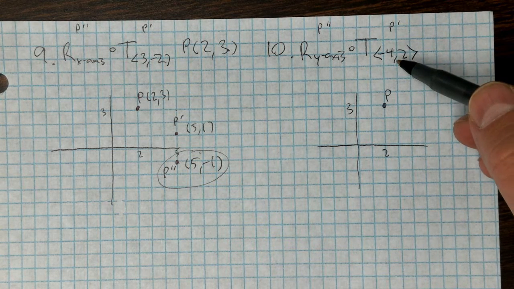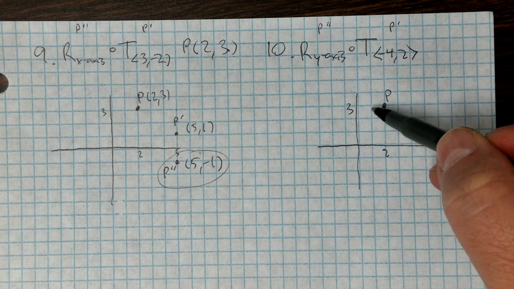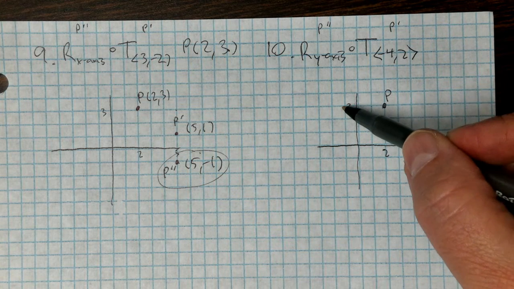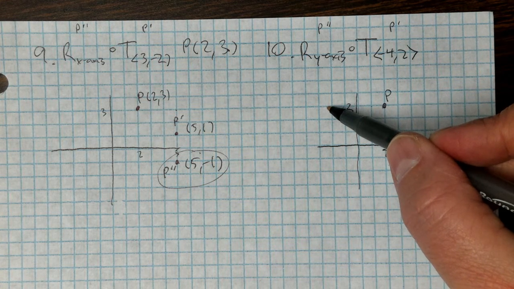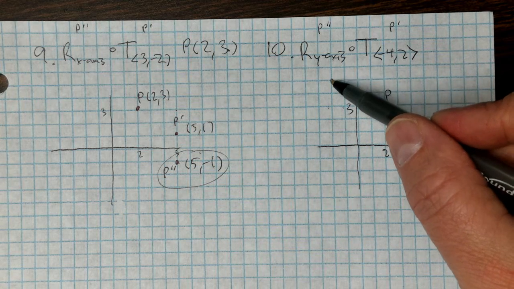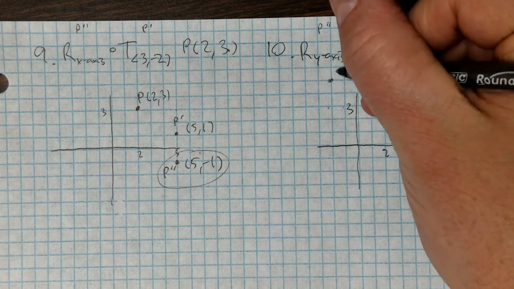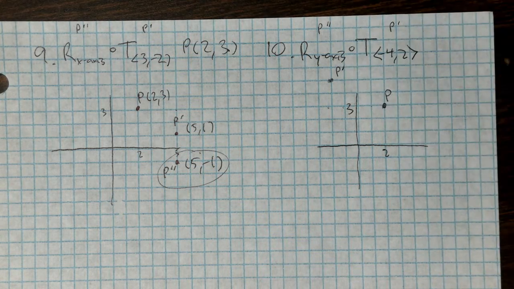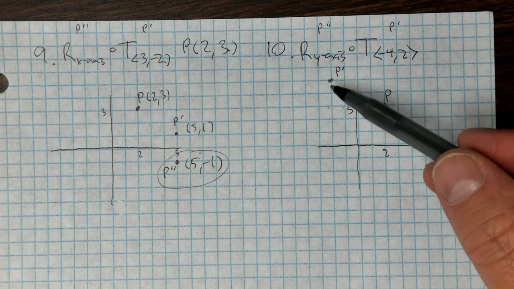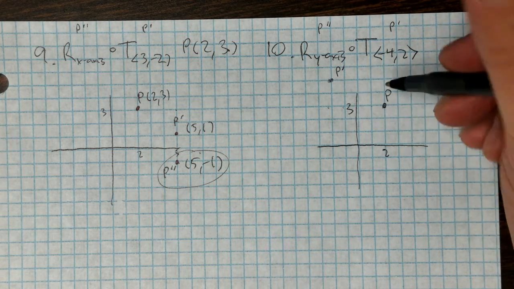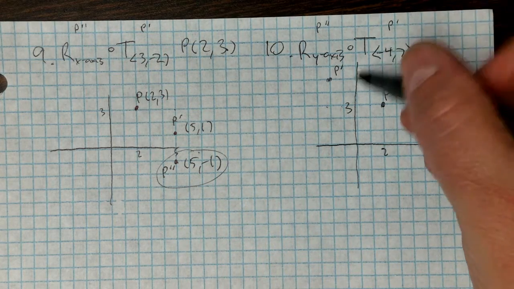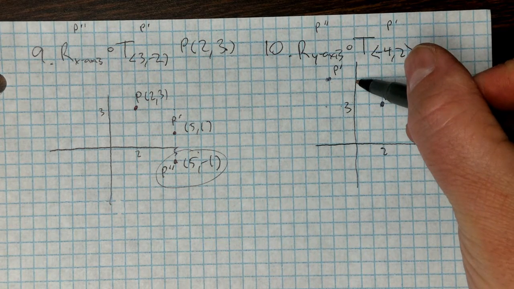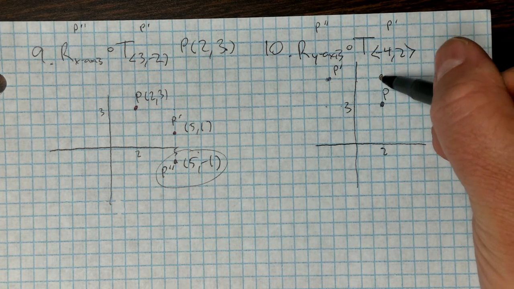And so we're going to do -4, that means left 4, 1, 2, 3, 4, and then up 2. So here's P prime. And then we want to reflect across the y-axis. So I'm going to extend this a little bit, and it's 2 units away, so then we want 2 units away here.